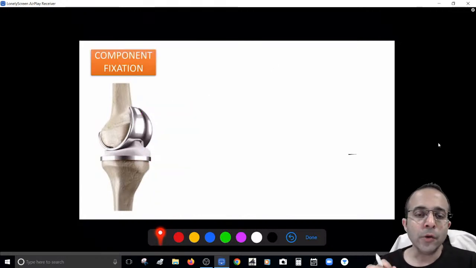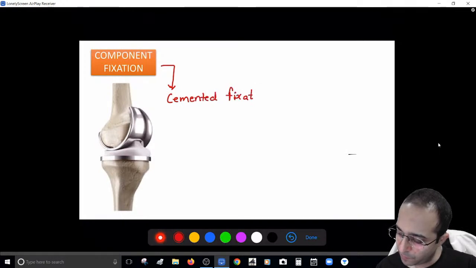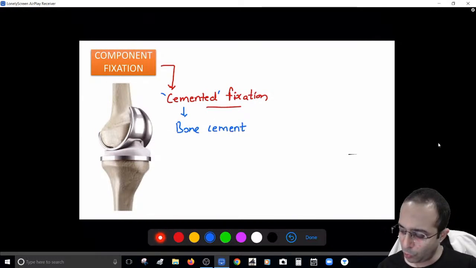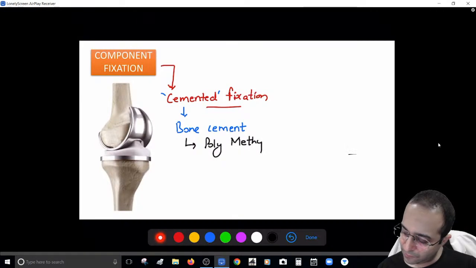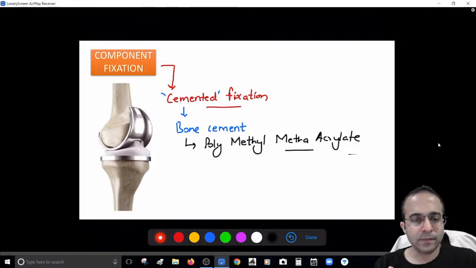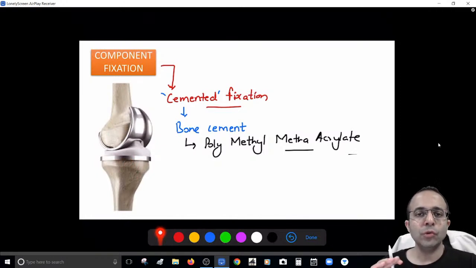Perfect enough. Now, as far as the fixation of these components is concerned, there's only one type of fixation that is popular in the knee replacement surgery, that is a cemented fixation. This cemented fixation makes use of that popular substance we are very much familiar with, what you call as bone cement. And bone cement, I think you are very well familiar. It's nothing else. It's a chemical compound that's simply called polymethylmethacrylate. So this is a glue-like substance. This is what we use to stick this cup onto the femur and this tray onto the tibia. So knee replacement is exclusively a cemented fixation.